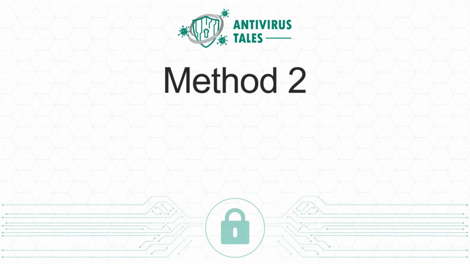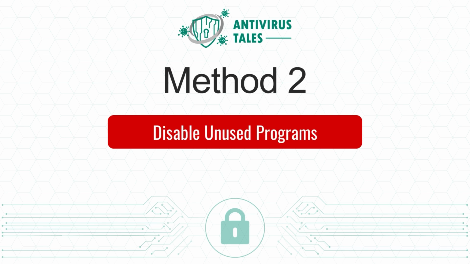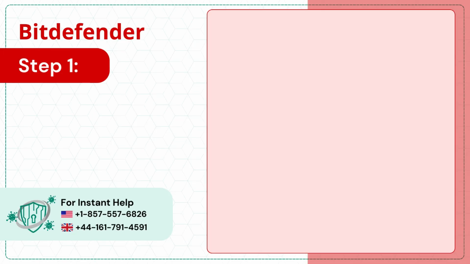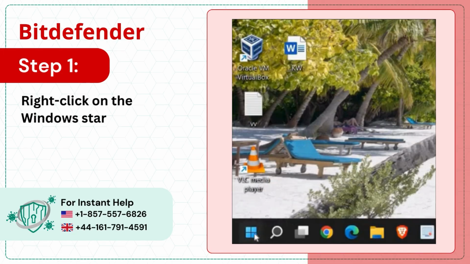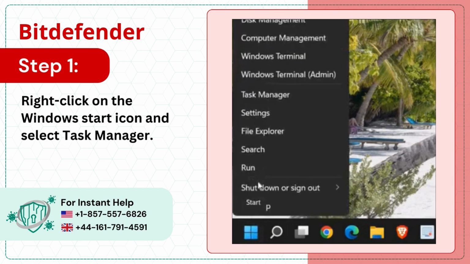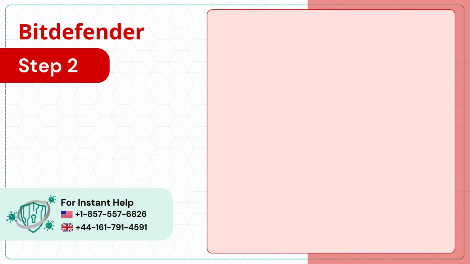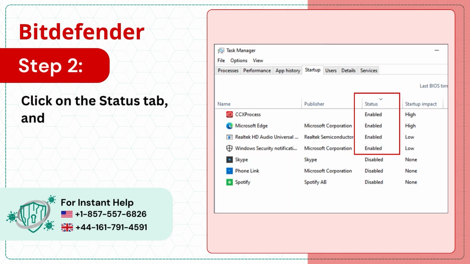Method 2. Disable unused programs. Step 1. Right-click on the Windows Start icon and select Task Manager. Step 2. Click on the Status tab and it'll display the list of applications that are enabled.